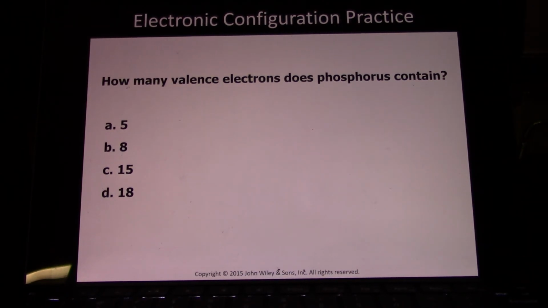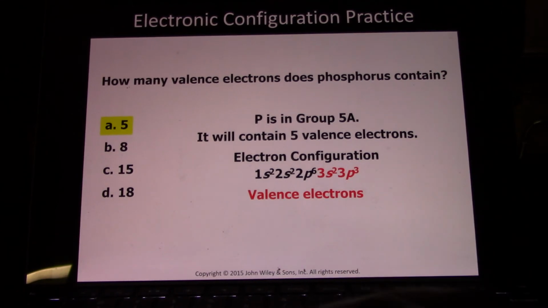So how many valence electrons does phosphorus contain? If we find it on our trusty periodic table, we'll notice it's in row 3. Its valence shell is n equals 3, and that's 3s2, 3p3, 5 valence electrons. So we have 3 energy shells, the n equals 1 shell, the n equals 2 shell, and the n equals 3 shell. Of those 3 numbers, 3 is the biggest. Therefore, the third energy level is the valence shell. And there are 5 electrons in the third energy level. 5 valence electrons.